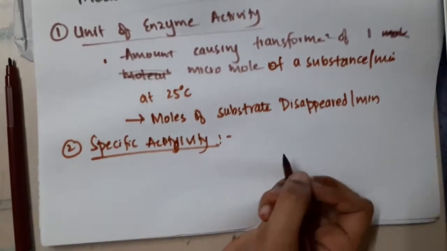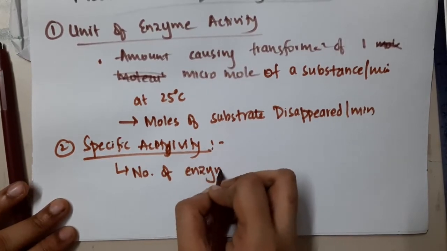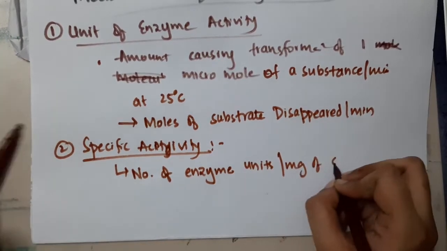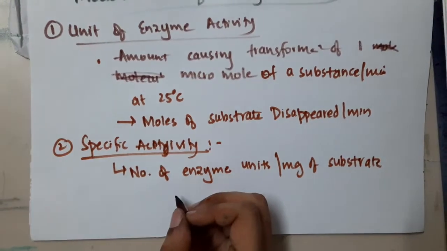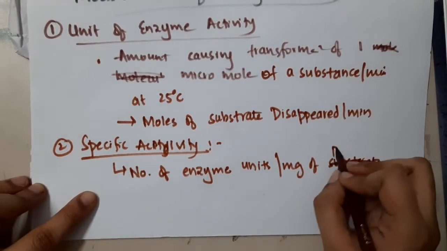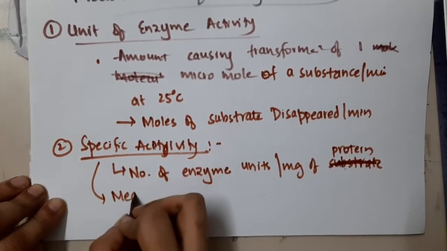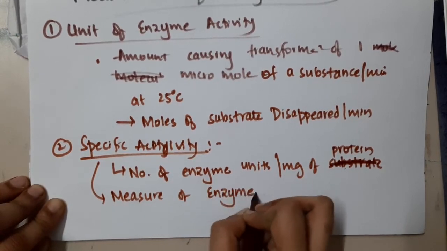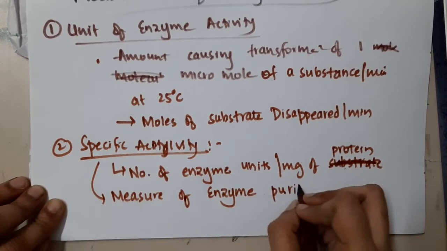This specific activity is measured by the number of enzyme units that are used per milligram of substrate. How many enzyme units does a milligram of substrate use? That is specific activity. Or per milligram of protein, you can say. It is actually the measure of enzyme purity. If the enzyme is pure, then that will be the specific activity.